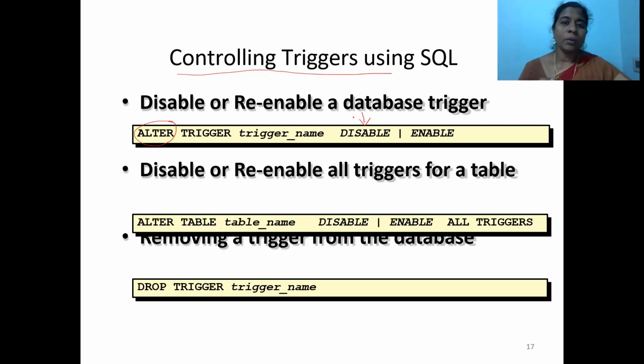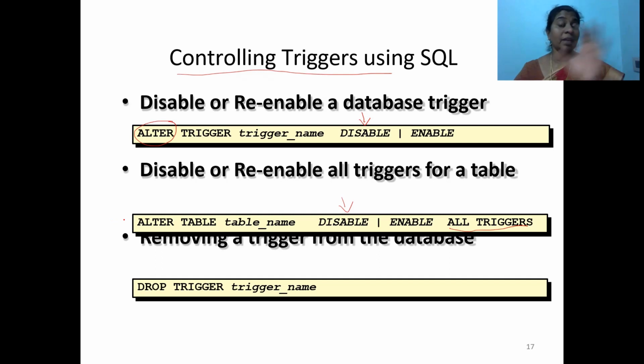Now it is already in the disable mode, and you wanted to enable. In that case also the same command has to be used. So alter trigger, trigger name, then instead of disable, you just give enable. And to disable or enable all triggers for a table, in that case, alter table, table name. Then you have to say whether it is disable or enable, and you have to use all triggers. So however many triggers are written on a particular table, all triggers will be enabled or disabled.